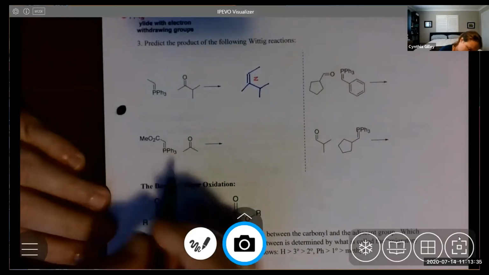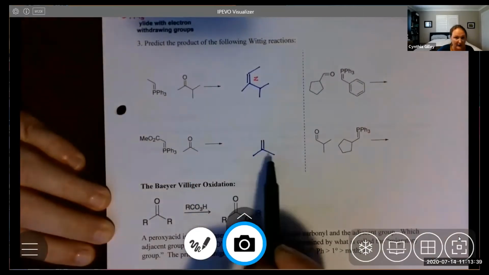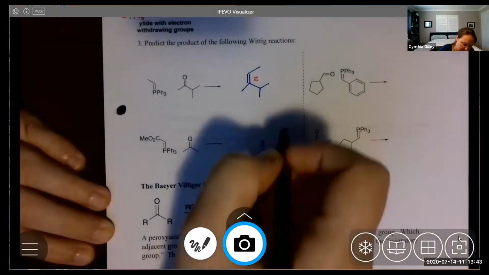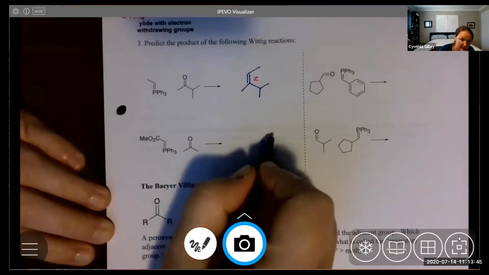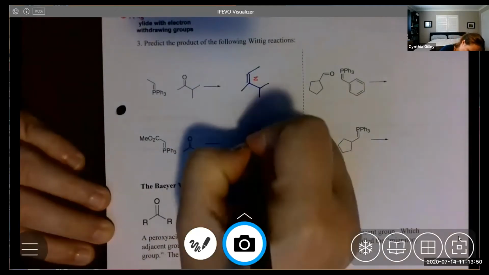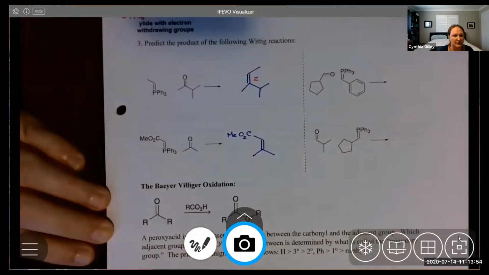Over here, this one is not going to end up mattering because there's two identical methyl groups attached to the same carbon. So it doesn't really matter if you put the ester CO2 on one side or the other. Makes no difference. No stereochemistry there.